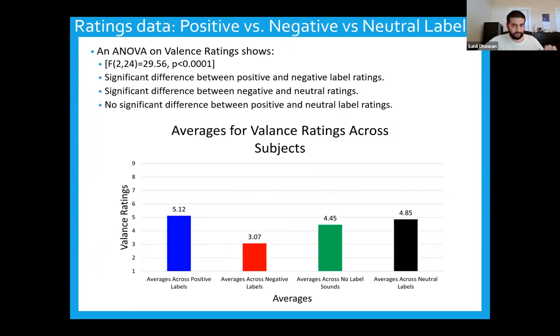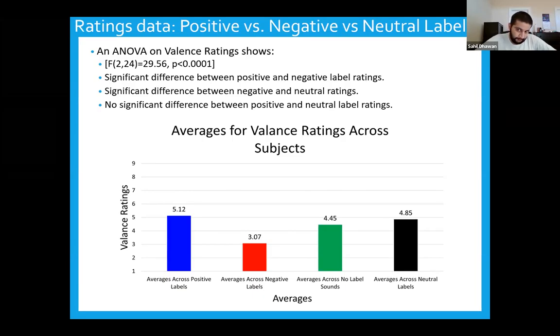And so for our first analysis of our data, we just combined condition 1 and 2 and did an ANOVA on the positive, negative, and neutral average values. And so we found that there was a significant difference between positive and negative label ratings, and then a significant difference between negative and neutral ratings, but no difference between positive and neutral label ratings. And we're thinking this may be due to people expecting to hear negative sounds less than they expect to hear good sounds. So it might have increased their valence for negative sounds.